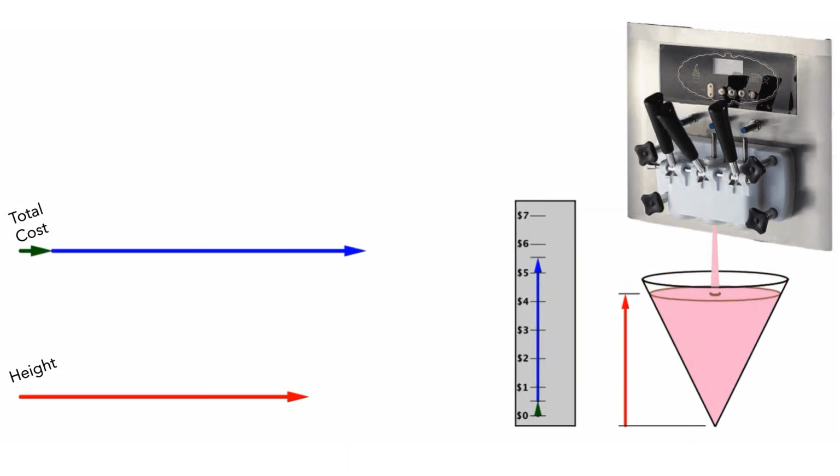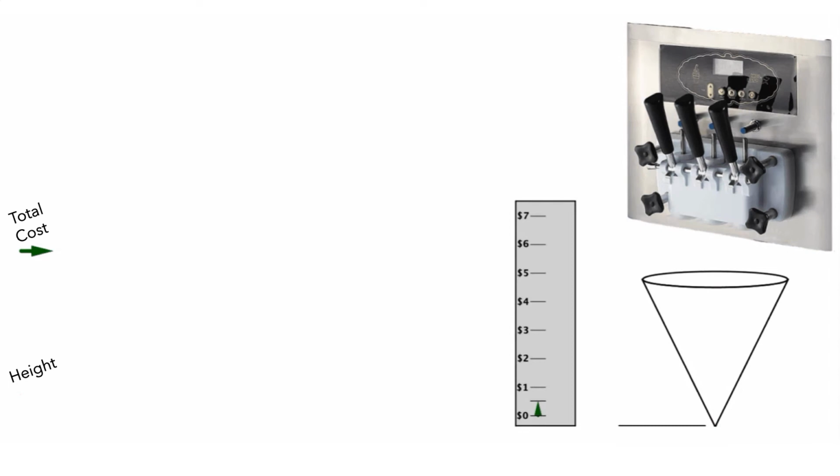Let's rewind this to the start of the dispensing. Now I'll show this again. As the animation plays, think about how the height of the yogurt in the cone, the length of the red arrow, and the additional cost, the length of the blue arrow, are changing with respect to each other.